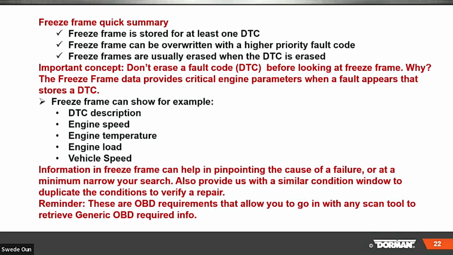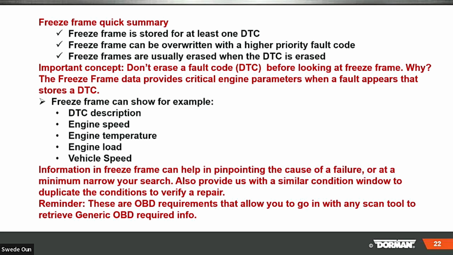Why? The freeze frame data, again, this is a reminder, provides critical engine parameters when a fault appears that stores a DTC. What can it show you? It can show you a lot of stuff. I just put a few things on there: the description, engine speed, engine temperature, load. Freeze frame can help in pinpointing the cause of a failure or, at a minimum, narrow your search. It also provides us with a similar condition window to duplicate the conditions to verify the repair.